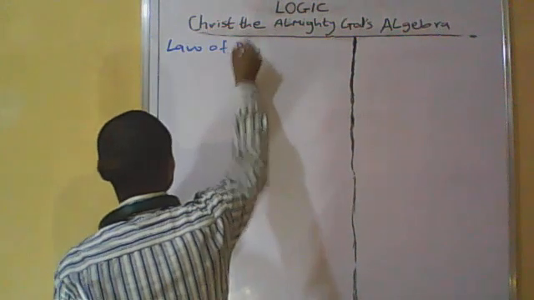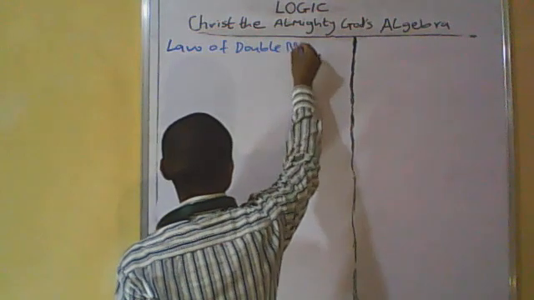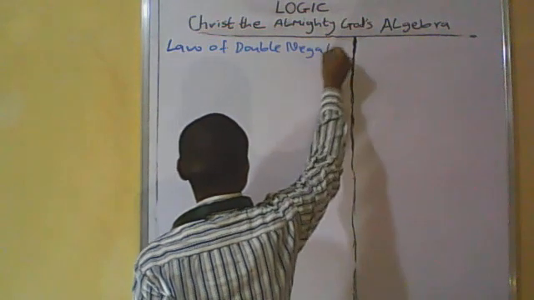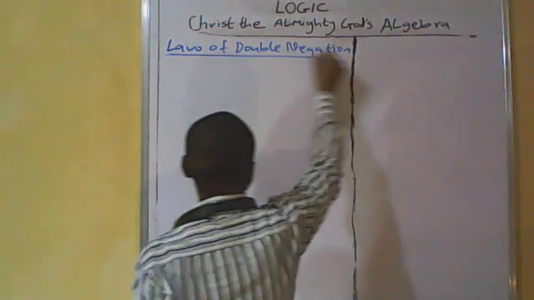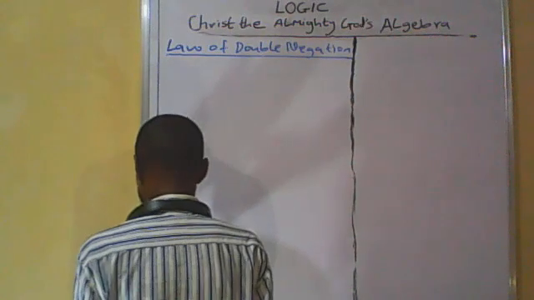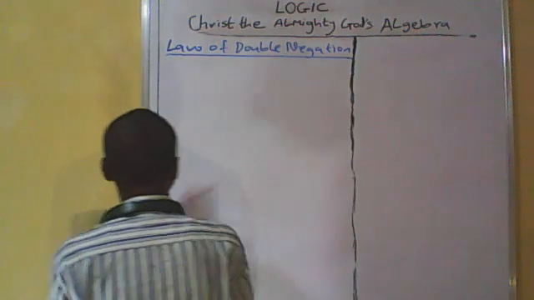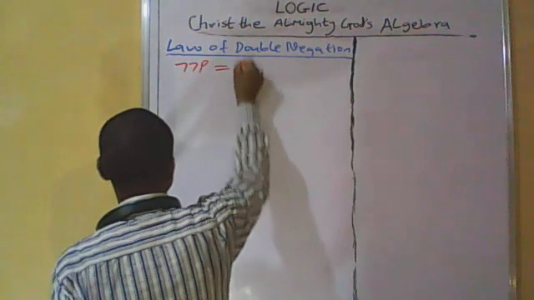Law of Double Negation. Not not P is equal to P.